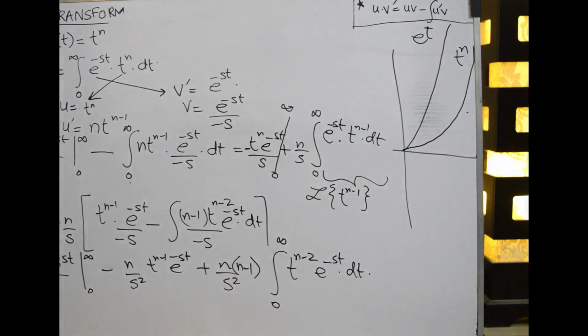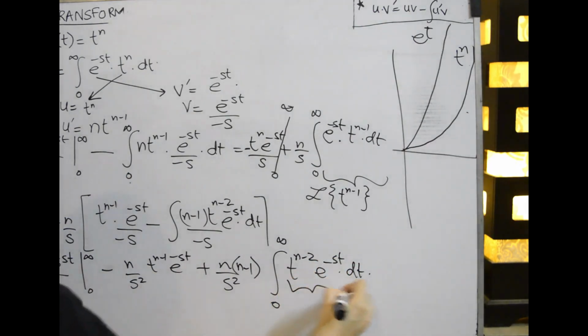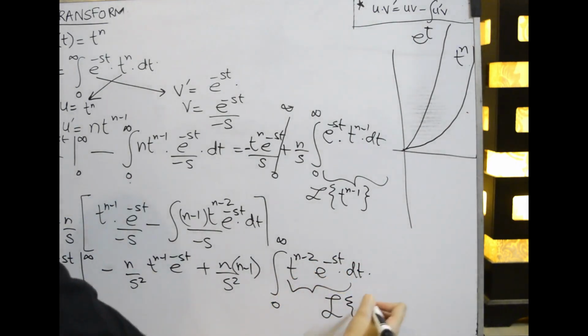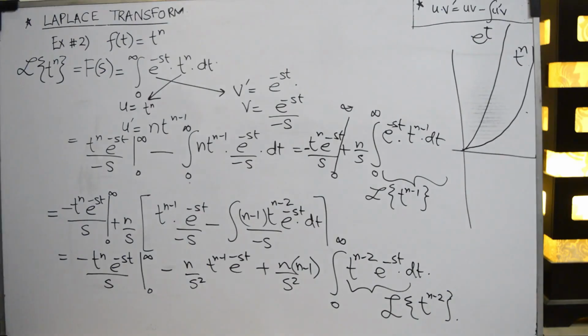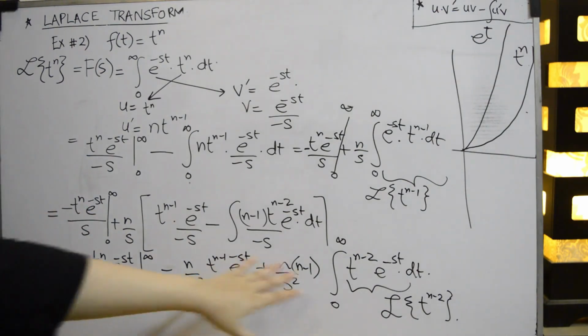So that is the integral operator of Laplace of t to the power n minus 2. It means that by using integration by parts again and again, your function t is reduced by its power: n minus 2, n minus 3, along with these terms.